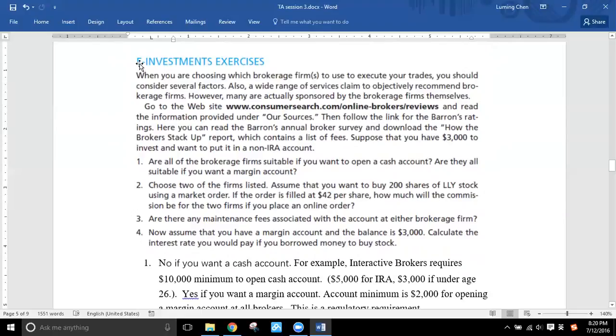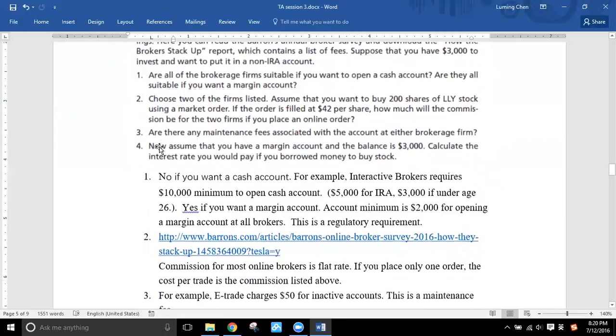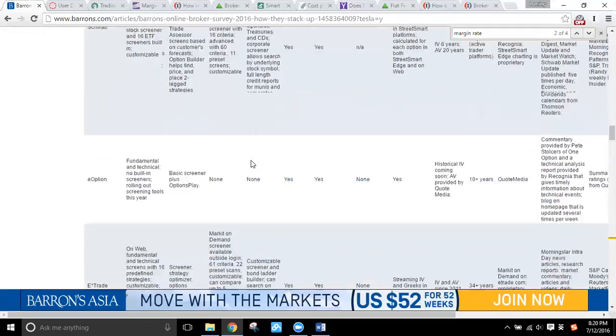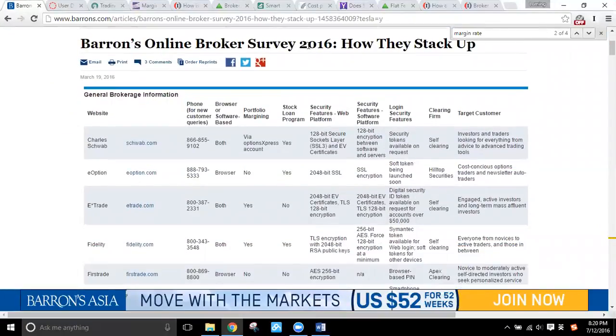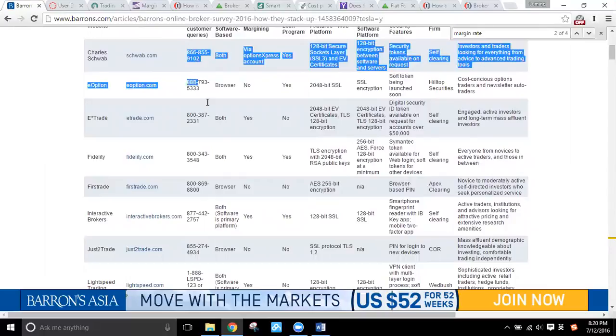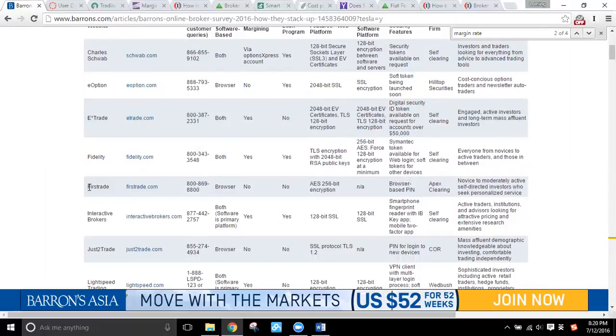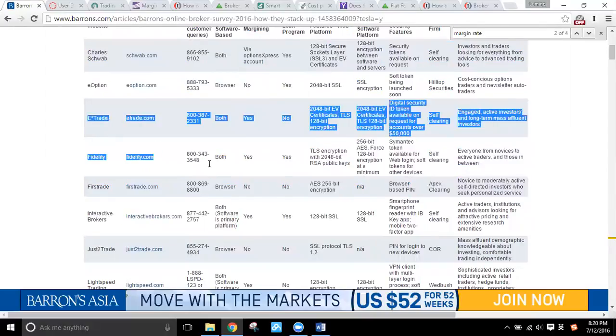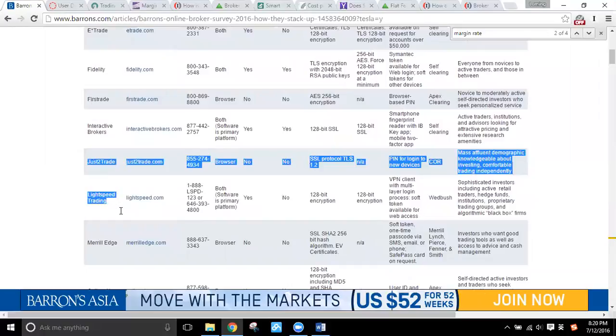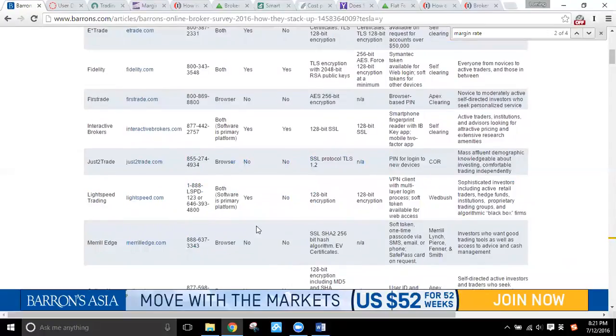Next, we'll review the E investment exercise. You can find it in the book of BKM, which is mainly about reviewing this list, which is called Barron's Online Broker Survey 2016, how they stack up. We can see that the major online brokers are listed on this website, and this is a thorough comparison of the fee, of the structure, of the services, and all of the information you want to compare between those online brokers. You can find it here.